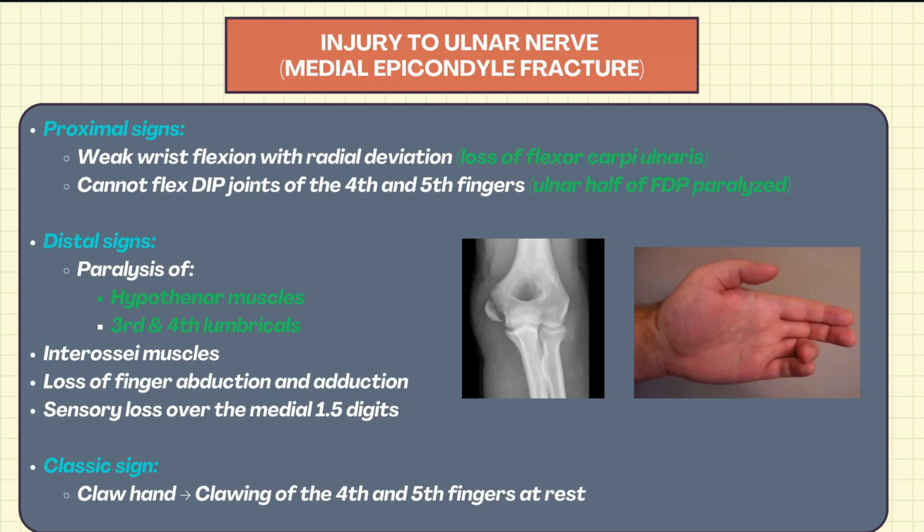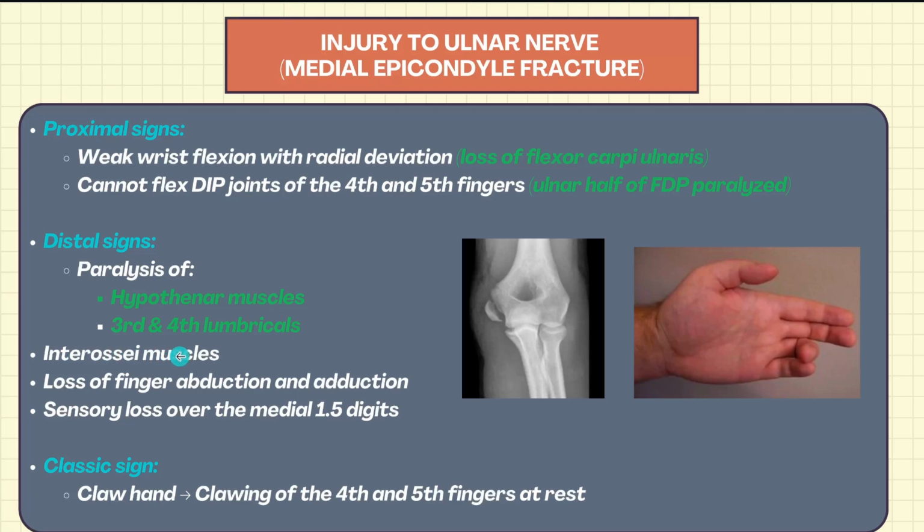The proximal signs will be weak wrist flexion and radial deviation due to the loss of flexor carpi ulnaris, and you cannot flex the distal interphalangeal joints of your fourth and fifth fingers because the flexor digitorum profundus is also affected, the ulnar half of it, because you have two halves, an ulnar half and a median half. The ulnar half is the part that's going to be paralyzed. And the distal signs are going to be paralysis of the hypothenar muscles and the third and fourth lumbrical muscles.